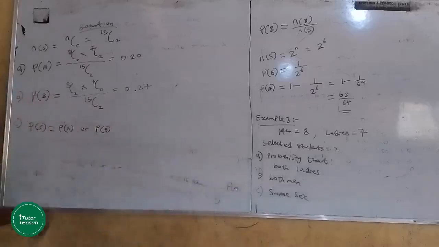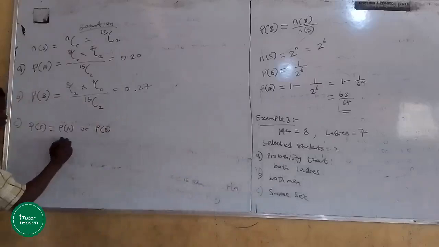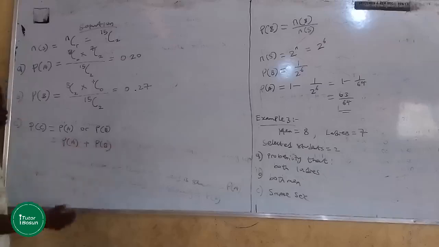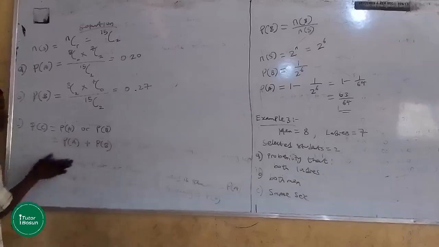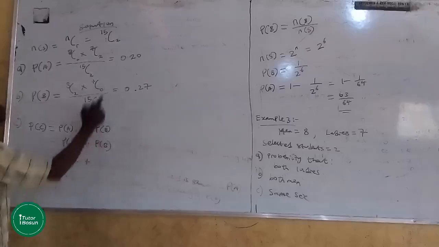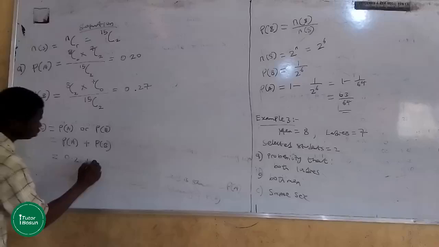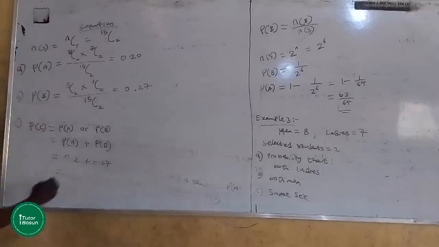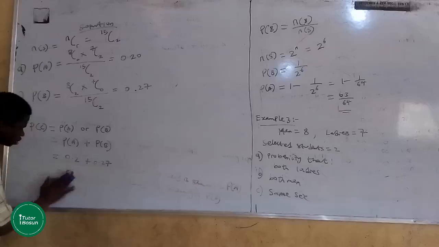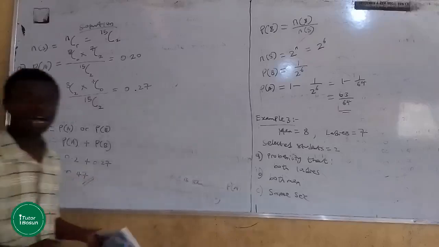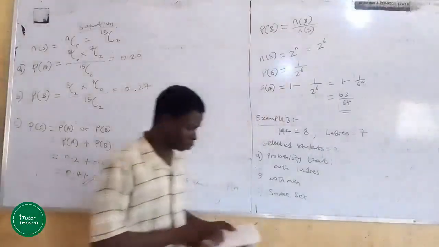So we are dealing with probability of A or B, and that definitely means addition. That will be the probability of A plus the probability of B. So the probability of A, which is 0.2, plus the probability of B, which is 0.27, and that definitely was 0.47. 0.47, and that's the answer to that example.